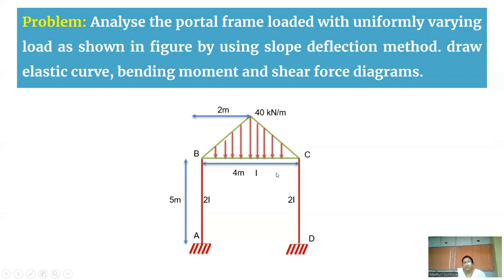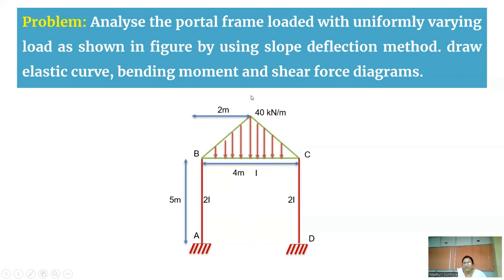Whether the given portal frame has a sway condition or no sway condition. One more thing is that the moment of inertia is different for columns as well as beams, but the two columns have the same moment of inertia. So when we cut this entire frame at the center, it should be like a mirror image. Whatever the span, loading, moment of inertia and support conditions on the left side, the same is on the right side also.